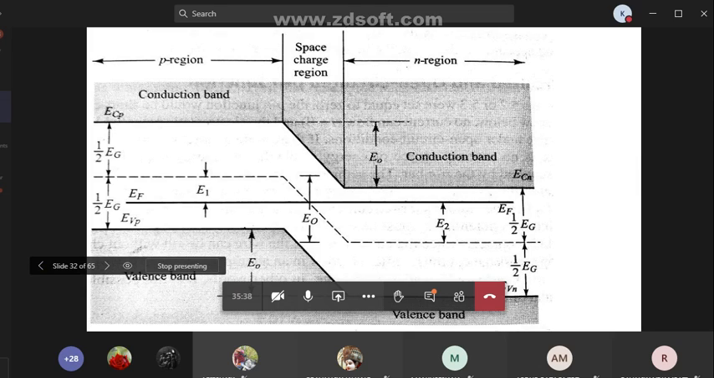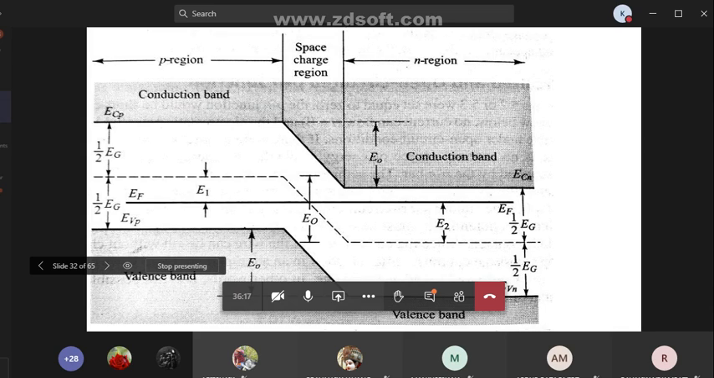So here in this diagram, we finally need to calculate this E0. Once again I am explaining: E0 equals E1 plus E2. So it is E1 and it is E2. So we can write E0 equal to E1 plus E2, right?